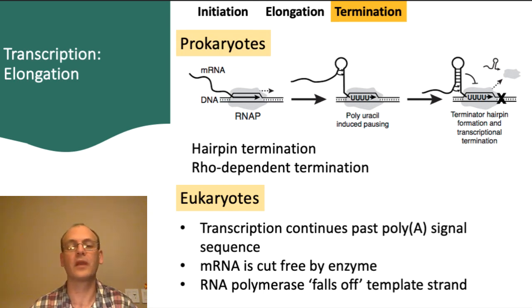In eukaryotes, a polymerase continues transcribing past a polyadenylation or poly-A signal. This poly-A signal becomes part of the mRNA transcript, and at some variable point downstream of the poly-A signal, the RNA polymerase falls off the template strand, terminating transcription.